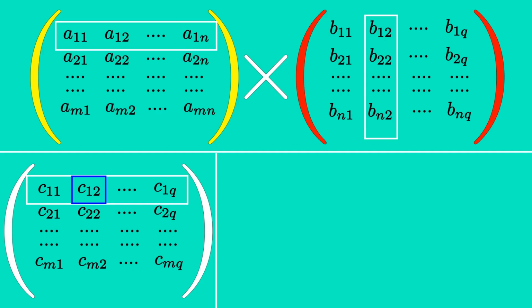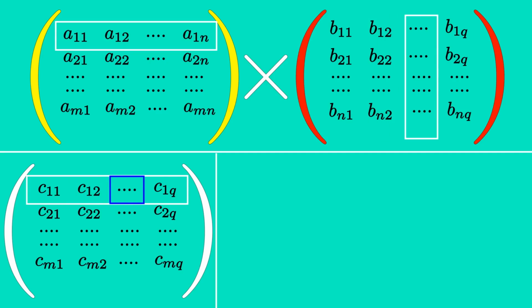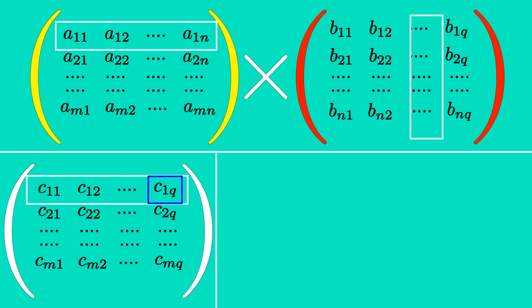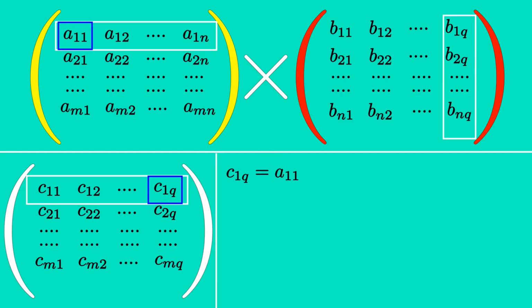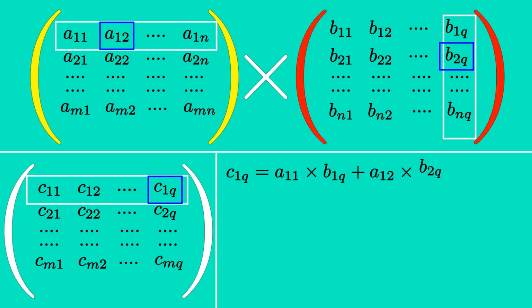Remember, for each element of C, you have to shift the rectangle of B to the next column. So for the last element of this row, C1q, we have to move the rectangle of B to the last column. So this will be equal to the first term of this row multiplied with the first term of this column plus the second term of this row multiplied with the second term of this column, and do this accordingly.